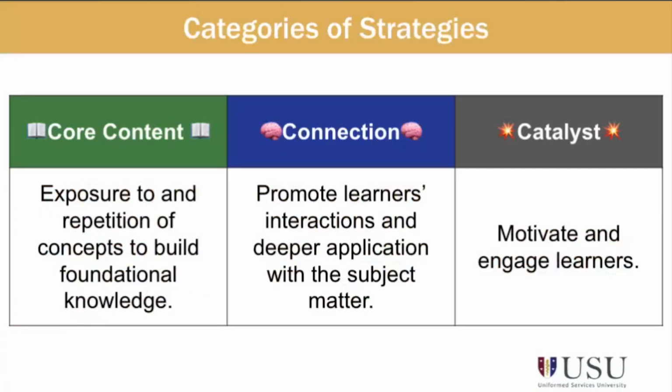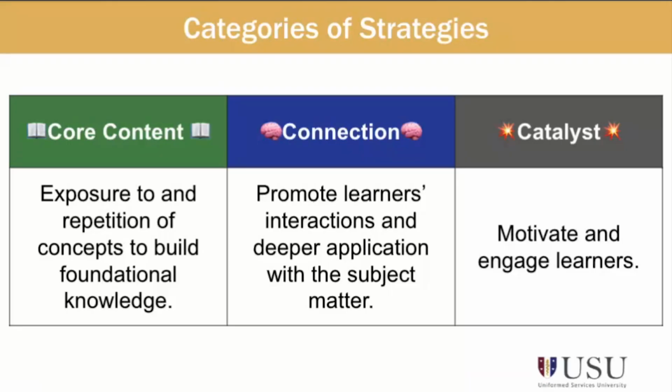So the first type that we're going to look at are called core content strategies. We've also got a key here. As we see strategies, those in green are going to be those that are core content. These strategies are really aimed at getting our learners exposed to topics and repeating them to get them absorbed into their memory. They are building that foundational knowledge. They're really helping to get that knowledge memorized. We know there's a lot that they have to absorb in their time here. So that's what these strategies are targeting.